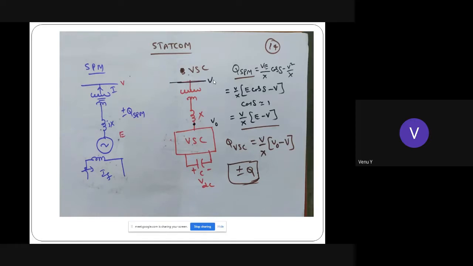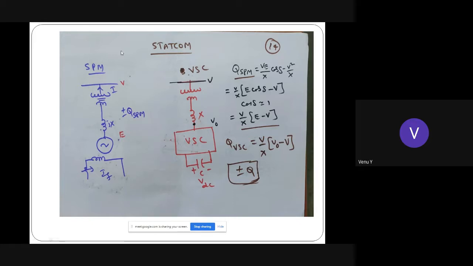When V naught is greater than V, it acts as a capacitor, and when V naught is less than V, it acts as an inductor. So thereby it can supply both leading as well as lagging reactive power to the system when it is needed. The control is possible with the help of PWM, pulse width modulation. The other thing is you can also control the VDC and the voltage control. These two controls are provided for the VSC to control the Q_VSC.